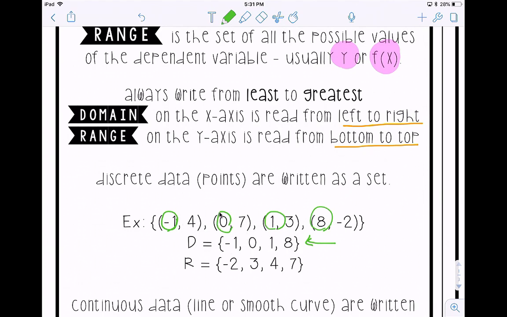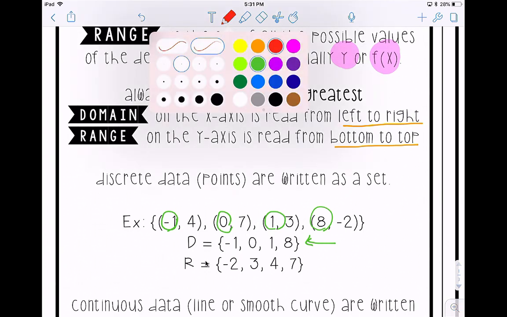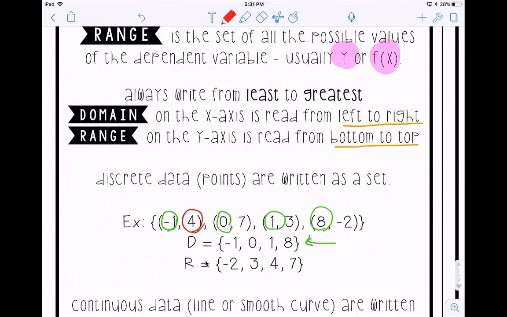Okay. And then the range, so R stands for range, is just all of the y values. So if I mark all the y values, I'm going to use red this time. So my y's are 4, 7, 3, and -2. So all we do is we write them as a set. So again, R equals, and then with a squiggly bracket, range equals. But then we have to put them in order from least to greatest. So I can't just write 4, 7, 3, -2, because that's not in order. So I start with the least, so that's -2, and then next is 3, then 4, and then 7.